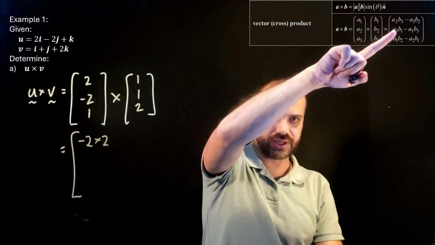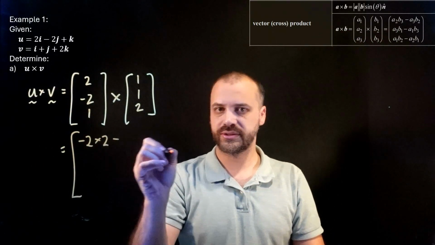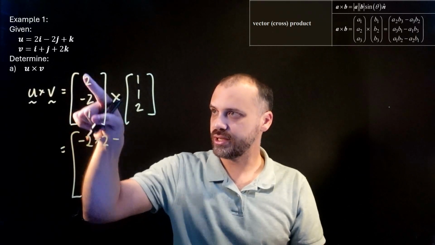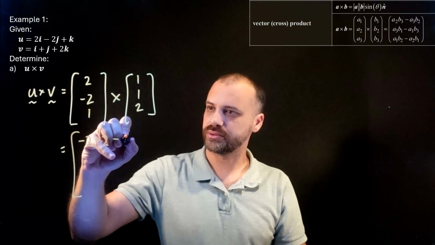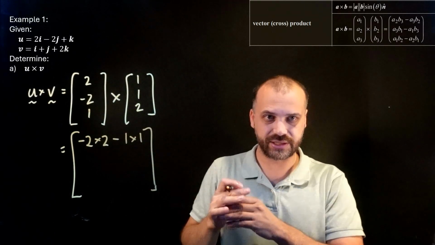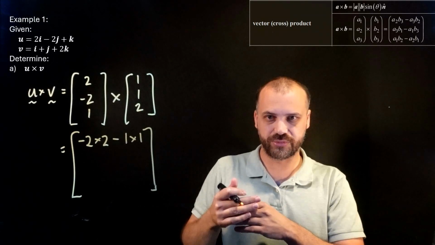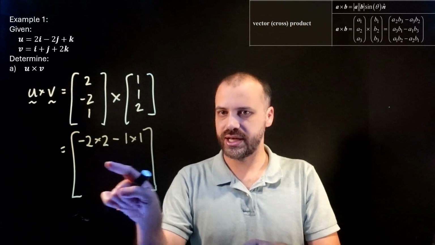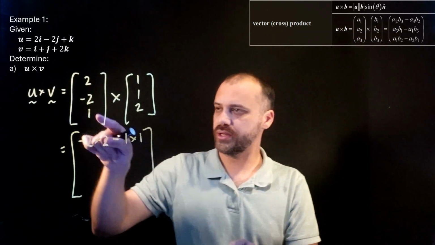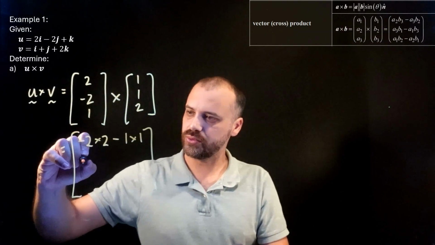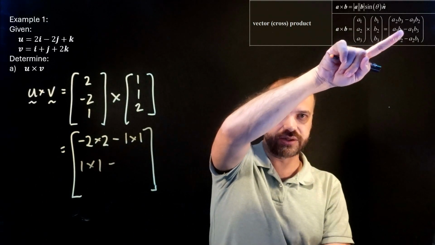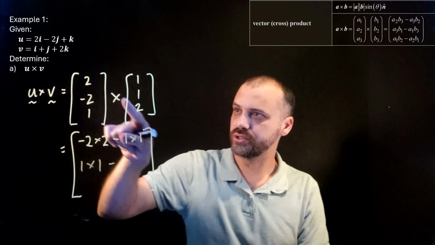And then the formula says I should subtract A3 times B2. And that's basically it. We just keep following through this formula. To come up with this next one here, we're doing A3 times B1, so 1 times 1, minus A1 times B3.